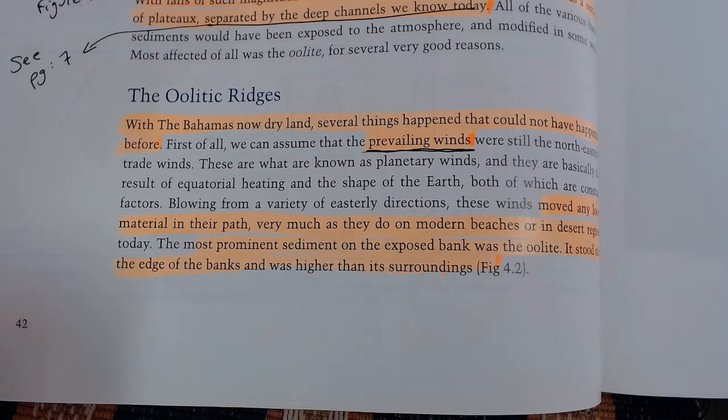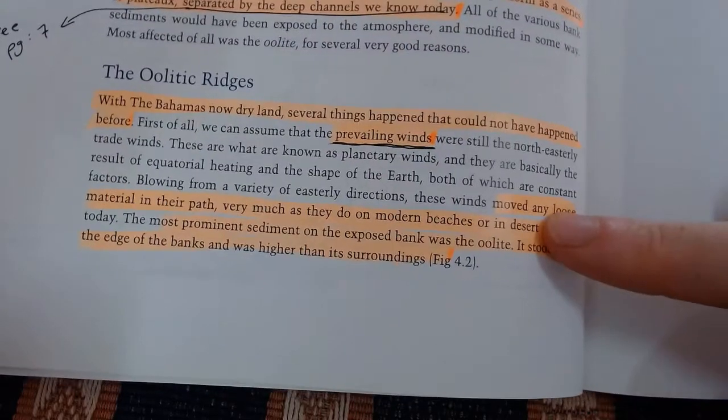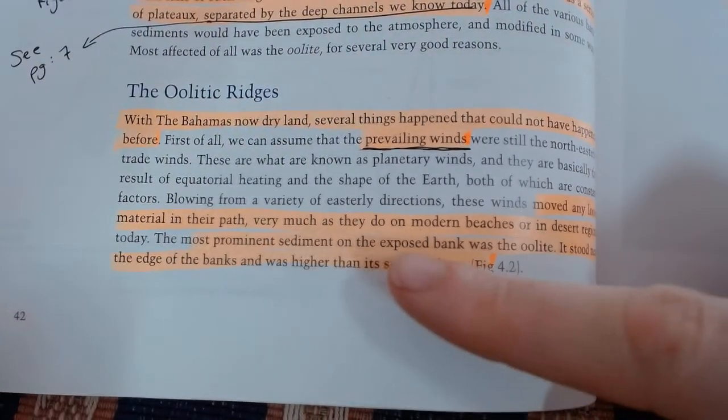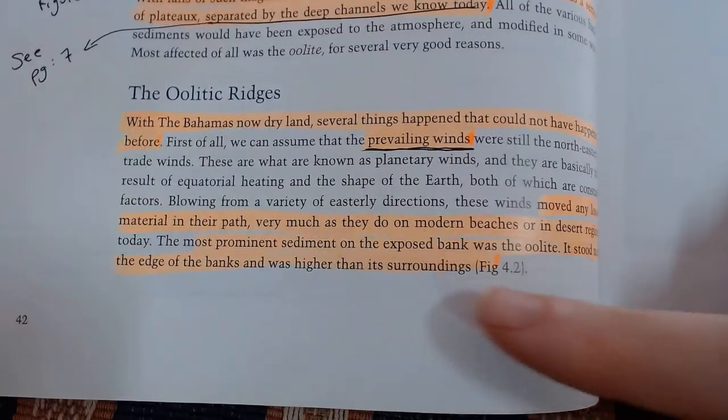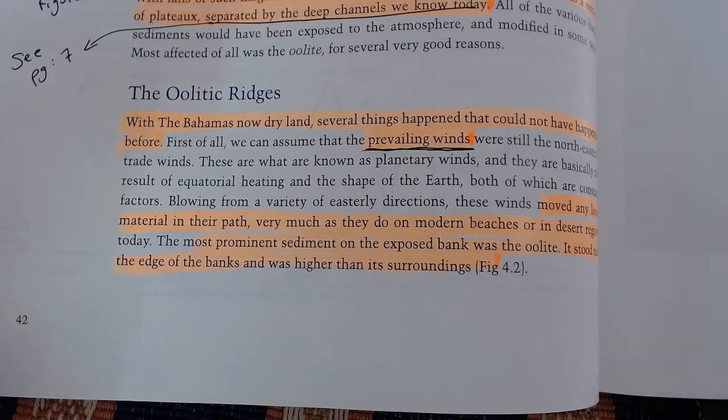So what happens is, now you've got these bits of land sticking out of the ocean. Next thing is winds. So they move any loose material in their path, very much as they do in modern beaches or desert regions. The most prominent, the most common sediment on these exposed pieces of land or banks was the oolite. It stood near the edge of banks and was higher than its surroundings.